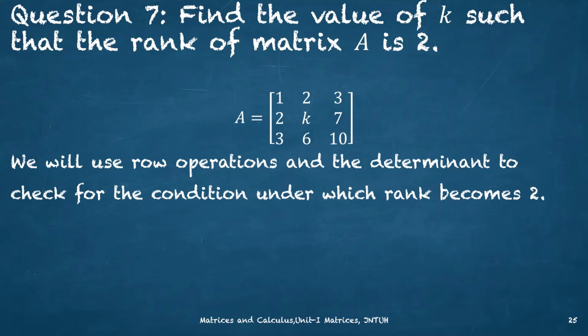Question 7. Find the value of K such that the rank of matrix A is 2. In this question, we are given a 3 by 3 matrix A and asked to find the value of K for which the rank of the matrix is 2. The matrix A is first row 1, 2, 3, second row 2, K, 7, and third row 3, 6, 10. To solve this, we will apply row operations and also check the determinant of submatrices to find out when the rank is exactly 2. Our goal is to find that particular value of K which makes the matrix lose full rank but still have 2 linearly independent rows.